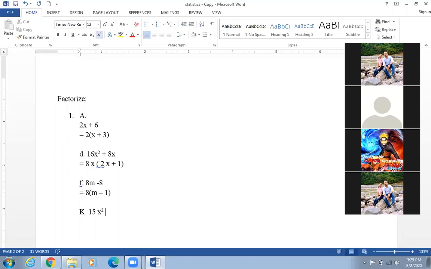15x square minus 5x. Okay. Please keep on doing it.